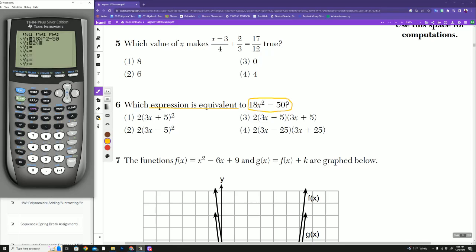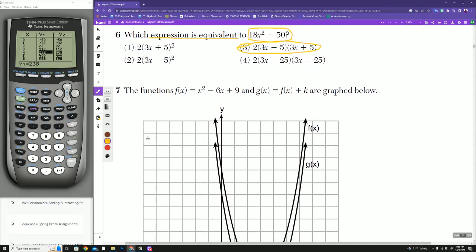2 times 3x minus 5, close parentheses, times 3x plus 5, close parentheses. Now check the table. Negative 50, negative 32, 22, 22, 112, 112. All the solutions are matching, so option 3 is our equivalent expression. Let's keep going, see if we find anything similar.